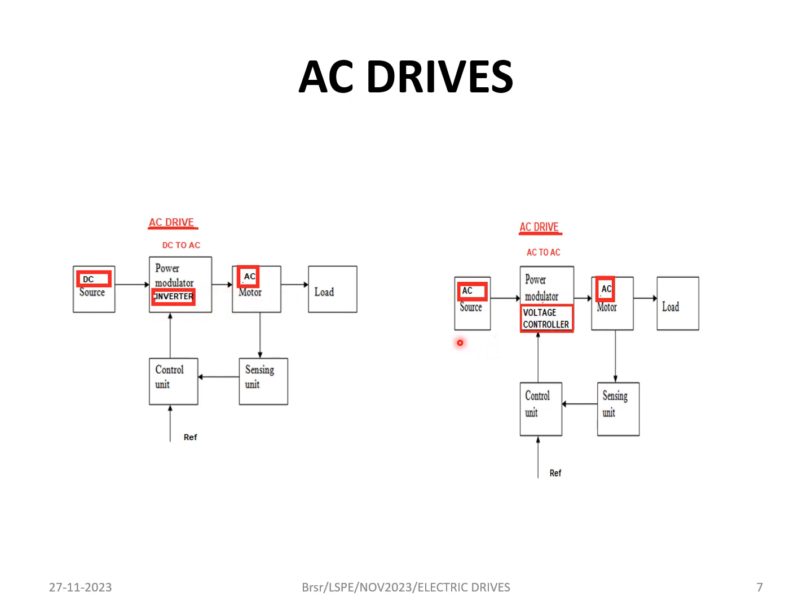If the source available is AC itself and the motor to be controlled is also AC, in that case the power modulator should convert AC to AC at the required level. In that case, the power modulator can be a voltage controller or it can even be a cycloconverter. So in this case it is called a cycloconverter fed AC drive.